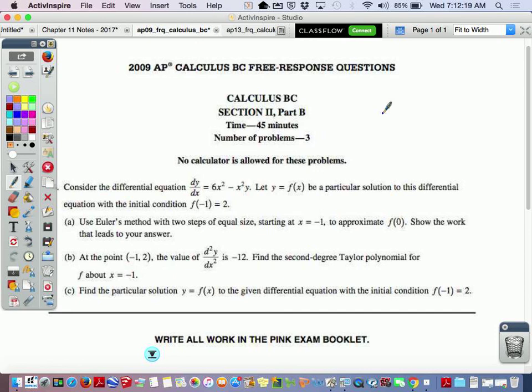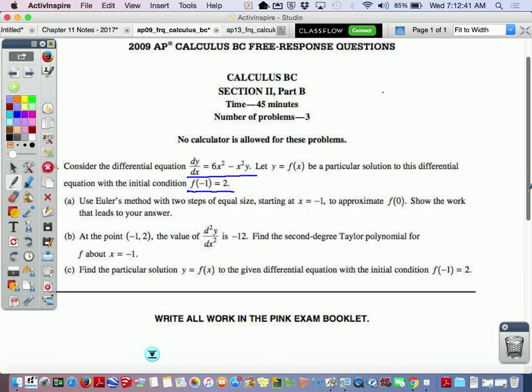Okay, problem 2009, differential equation. So in this problem, we are given the differential equation, dy dx equals 6x squared minus x squared times y. Let y equal f of x be a particular solution to this differential equation with the initial condition f of negative 1 equals 2.